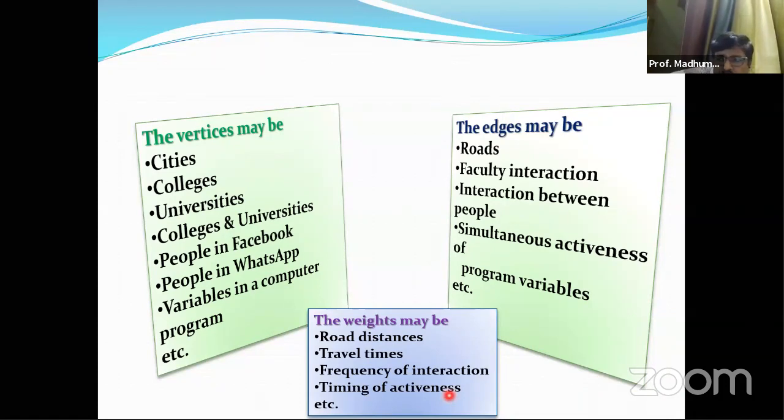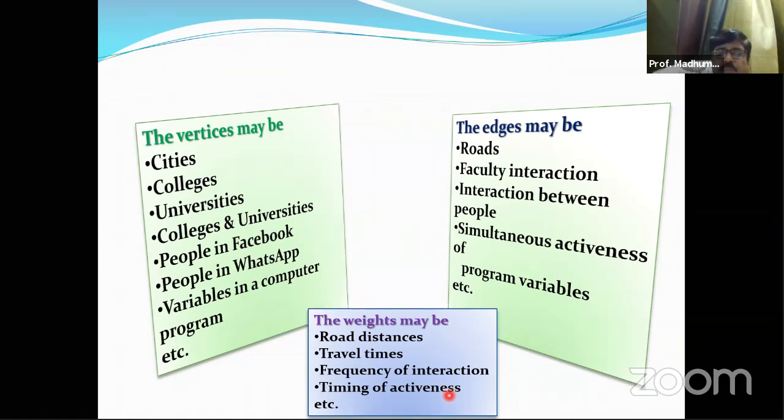Distance between the cities represents the weight of the road. The travel time from one city to another may represent the weight. It may be the travel time by train or by bus, or by flight, like that. The travel time may be used as the weights of the connecting cities, like that.